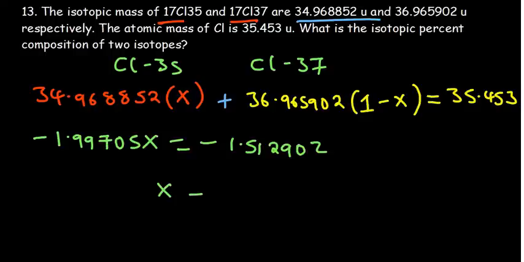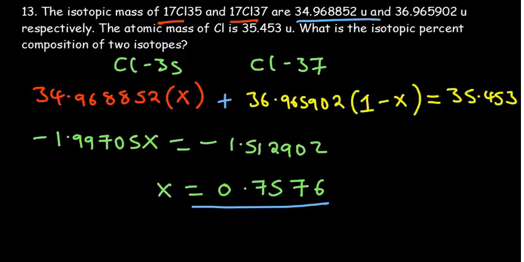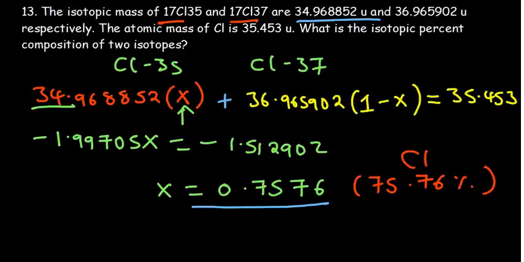So x is equal to 0.7576. So that's the value of x. Now do pay attention that x was denoting chlorine 35. So if I multiply it by 100, the percentage I'm getting is 75.76%. So that is for chlorine 35.